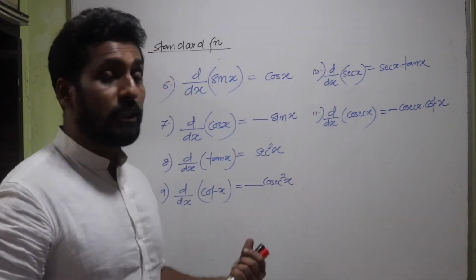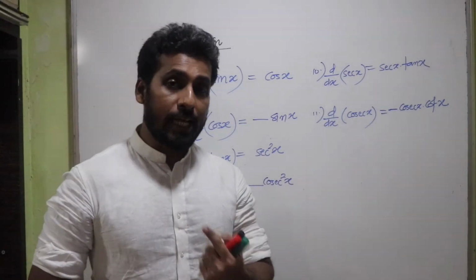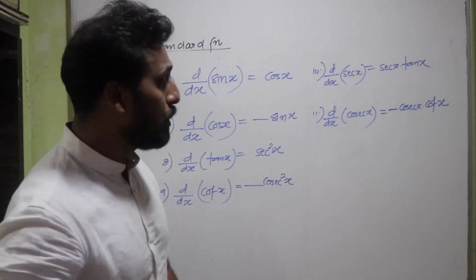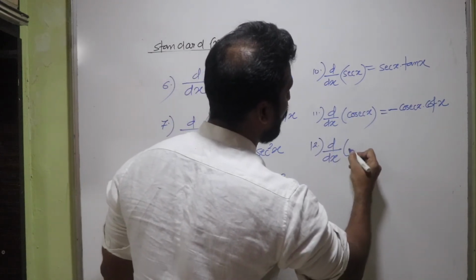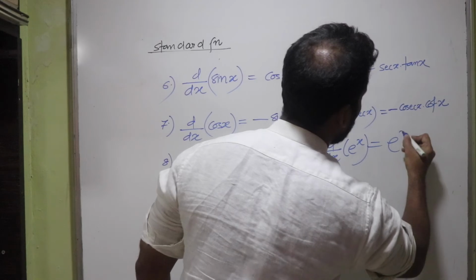Now after these trigonometric functions, let us take the derivatives of exponential functions and logarithmic functions. So students, the derivative of e raised to x is e raised to x only.